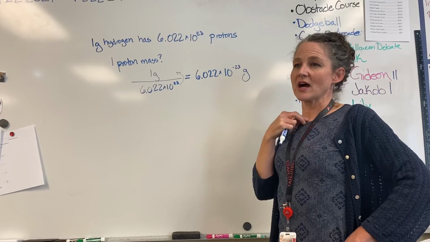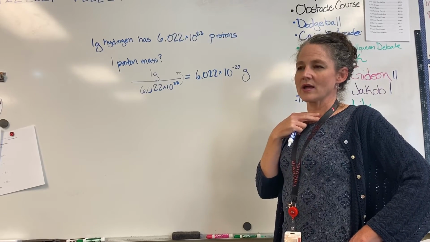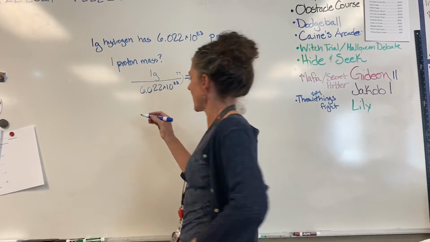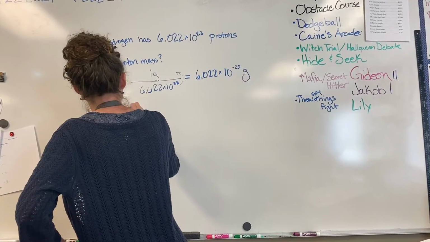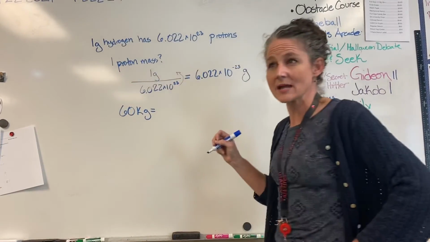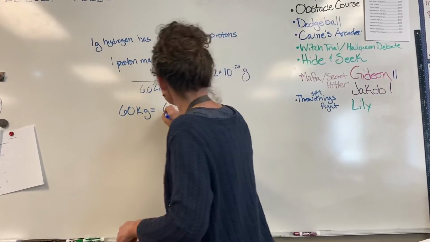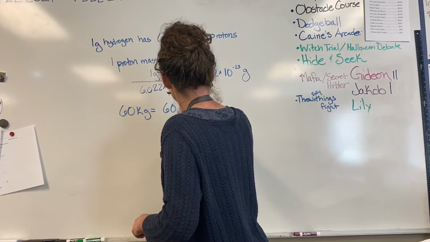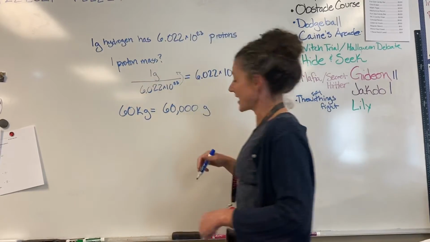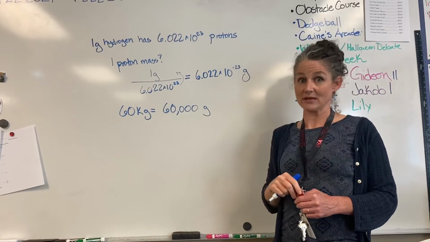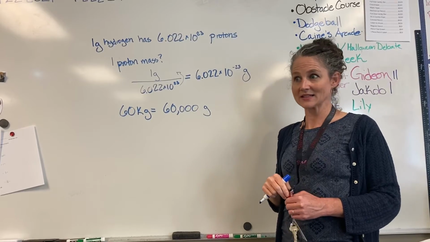I think I weigh about 60 kilograms. So we're gonna do this based on Mrs. Barlow. I weigh about 60 kilograms, which is how many grams? 60 times 1,000, so it's 60,000 grams. Okay, so we're gonna calculate how many protons and neutrons I have in me. Can we do that? Not easily.